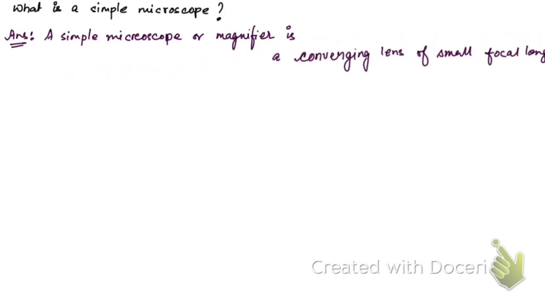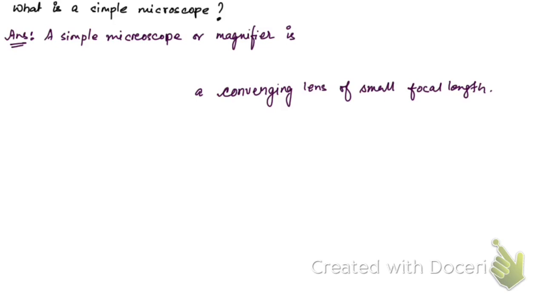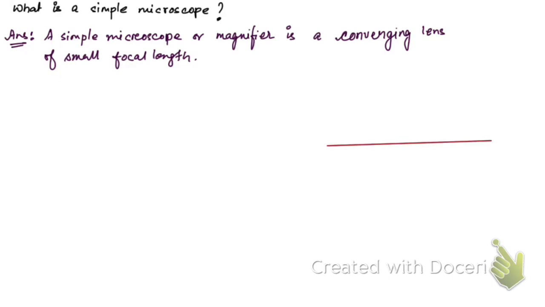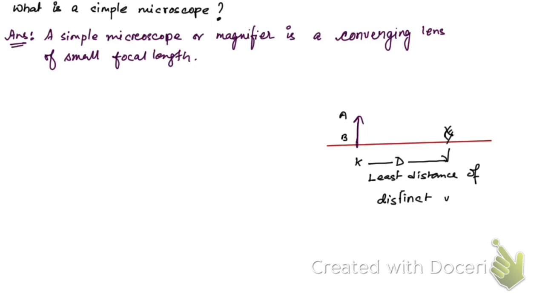Now you see, suppose here we have an object. This is AB, an object, and this is, suppose, the eye of the observer. This is your eye. The object is at a distance equal to D, which is the least distance of distinct vision. Let me draw the diagram.